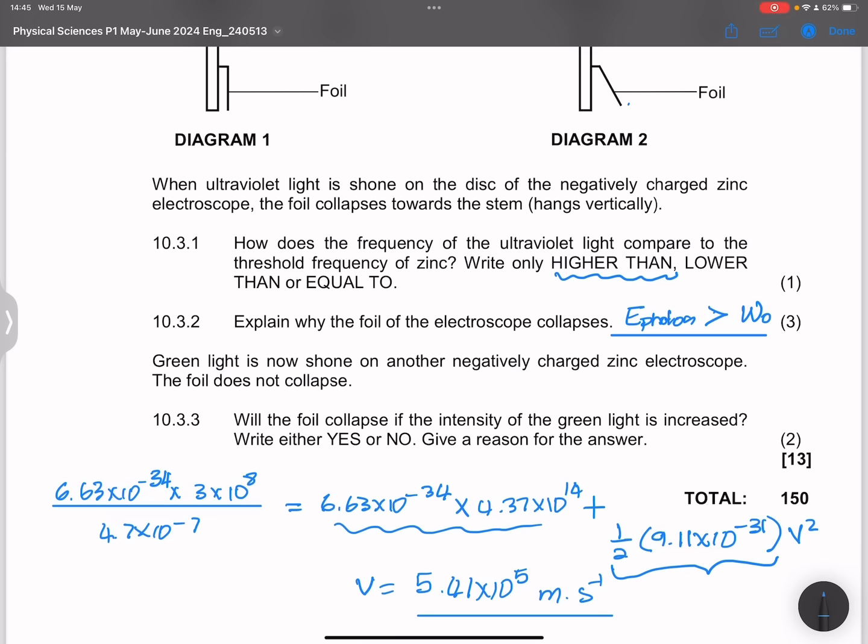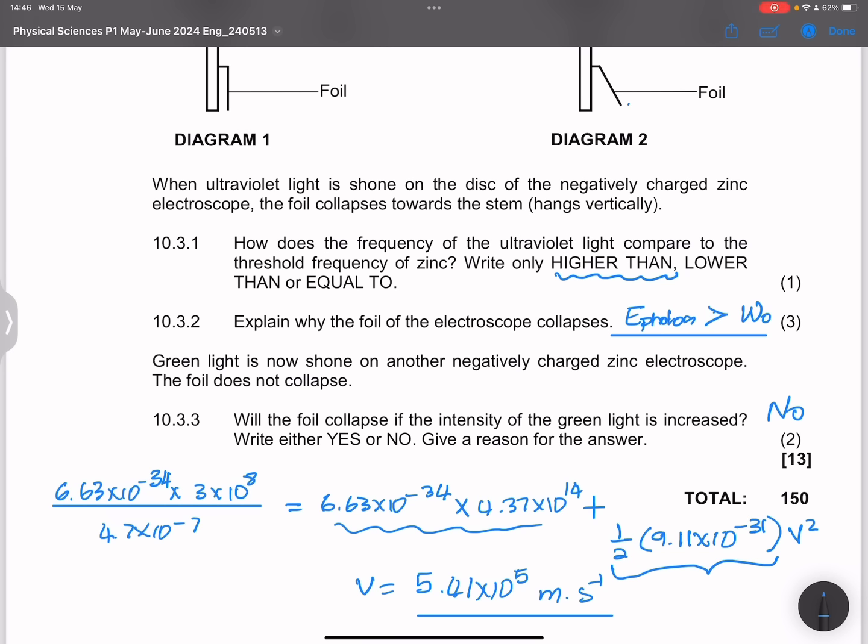Right, and then they say to us, green light is now shone on another negatively charged zinc electroscope. The foil does not collapse. Clearly, the energy of the photons of green light would be less than the work function in that case. Now, they are asking, will the foil collapse if the intensity of green light is increased? Absolutely not, no, it won't. They say write either yes or no and give a reason for the answer.